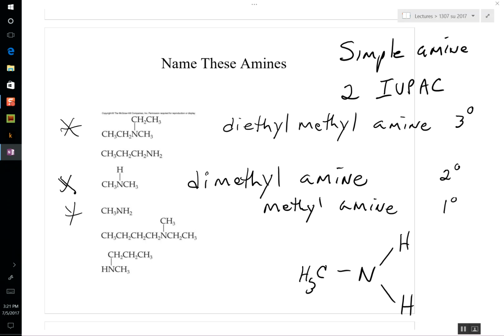Okay, so this one could be methylpropylamine. It could be that. But even when we get up to propyl groups, you guys say, well, is that propyl? Is it isopropyl? But if you gave me the name methylpropylamine, I would accept that.